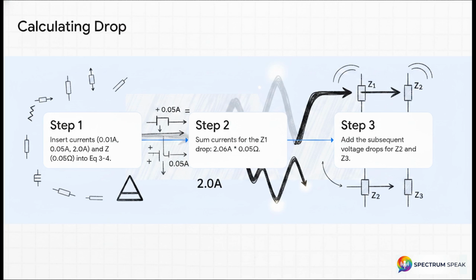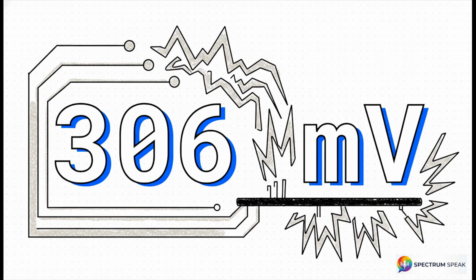Step 2. As we simplify the terms for the Z sub 1 drop, we sum all those currents. 0.01 plus 0.05 plus 2.0 gives us a total of 2.06 amps. We multiply that by 0.05 ohms. Step 3. We add the Z sub 2 drop, which is 2.05 amps times 0.05 ohms. And finally, the Z sub 3 drop, which is just 2.0 amps times 0.05 ohms. I want you to notice how that massive 2-amp current completely dominates every single part of this equation. And boom, here is the dramatic result.